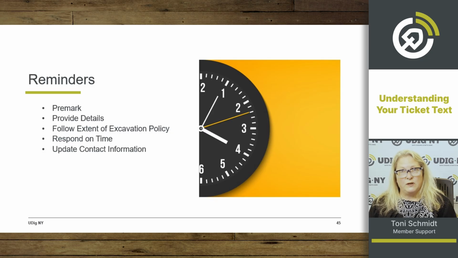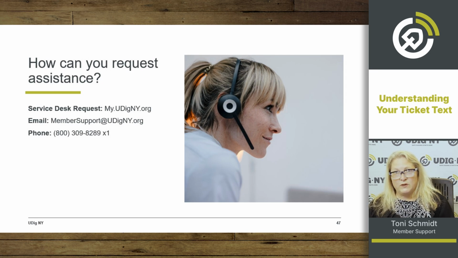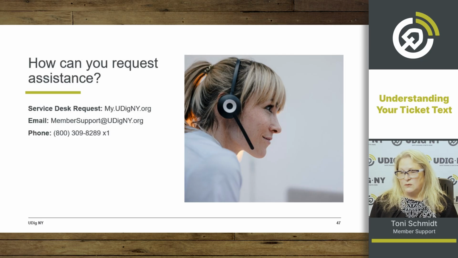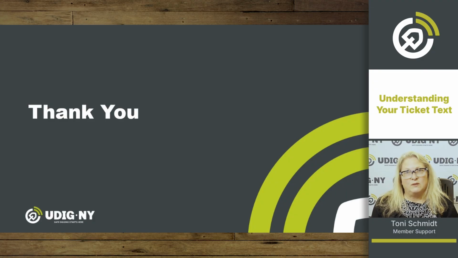Respond on time to avoid late fees, check your service area maps, and update your member profile for contact and delivery accuracy. If you have any member-related questions or concerns, you can reach out to us at Member Services through my.udigny.org, the Exactix support for member utilities. You can email us at membersupport@udigny.org, or you can call us at 1-800-309-8289 extension 1.